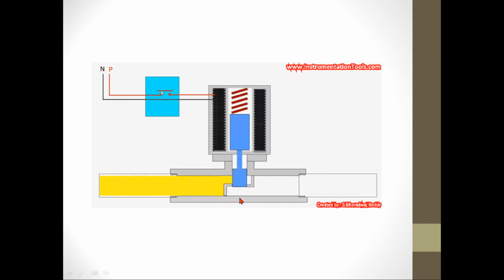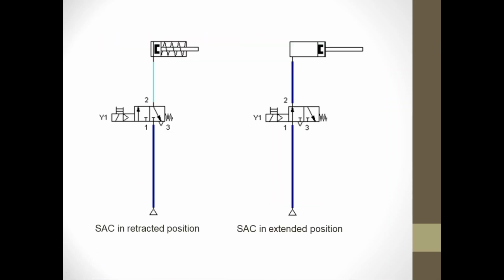When it is being supplied, the plunger moves, so it allows the passage of air. You can see the blue line; the blue colored line represents the passage of air. The cylinder is now in extended position because the air is allowed to flow from the compressed source to the pneumatic cylinder, or basically the single acting cylinder.